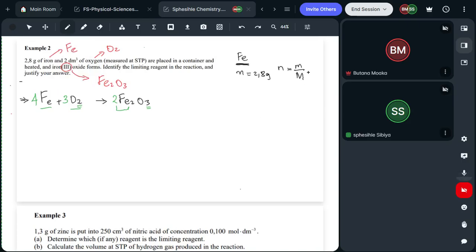Let's write it down here. The mass is 2.8, divided by 56. Therefore, when you punch that on the calculator, you'll get the number of moles of your Fe. What is that equal to? 2.8 divided by 56. What is the answer?